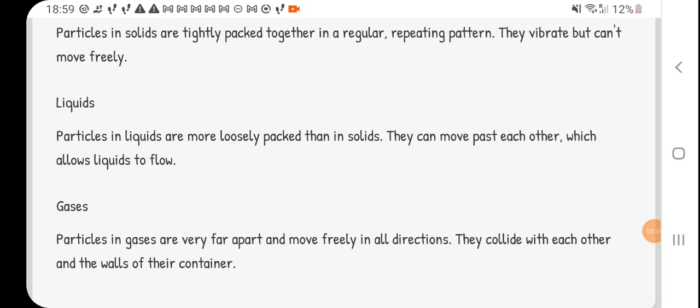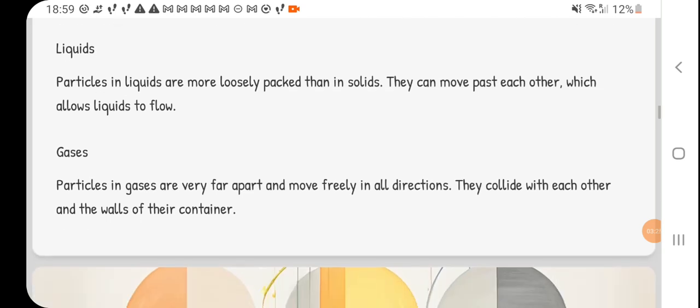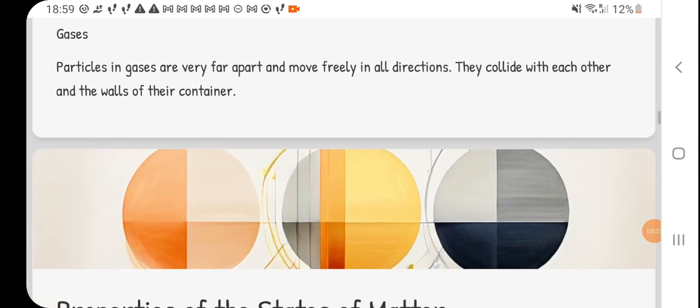Liquids. Particles in liquids are more loosely packed than in solids. They can move past each other, which allows liquids to flow. Gases. Particles in gases are very far apart and move freely in all directions. They collide with each other and with the walls of their container.